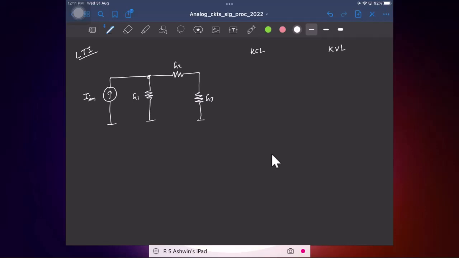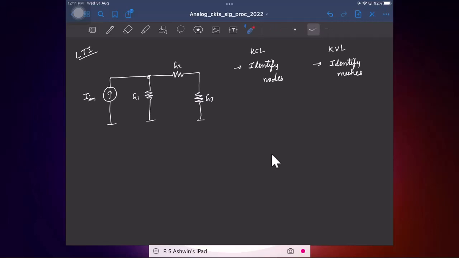Yeah, find the nodes. Basically here you have to identify the nodes in the circuit, and then you start applying the laws. And for KVL, you have to identify the meshes.